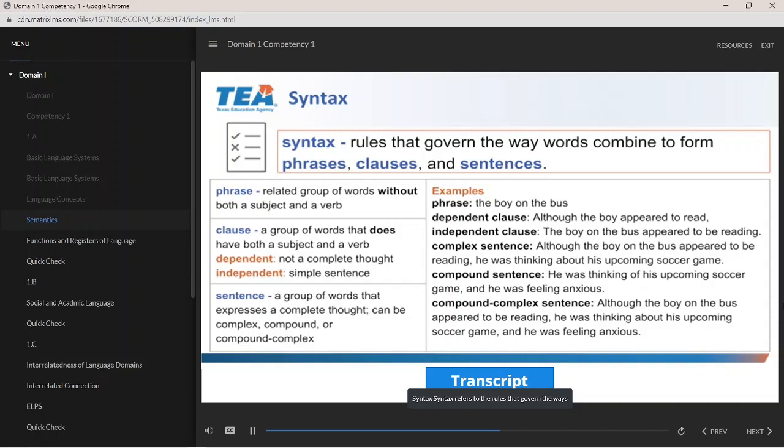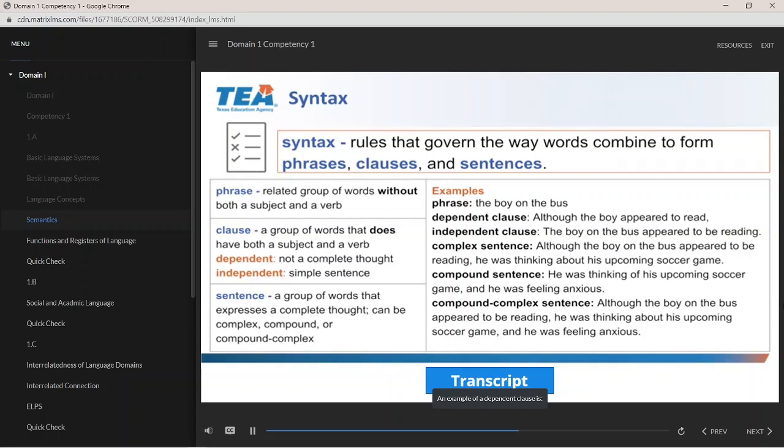Syntax. Syntax refers to the rules that govern the way in which words combine to form phrases, clauses, and sentences. A phrase is a related group of words without both a subject and a verb. An example is the phrase, "the boy on the bus." A clause is a group of words that does have both a subject and a verb, and can be either dependent, meaning it does not express a complete thought, or independent, meaning it can be a complete thought on its own.